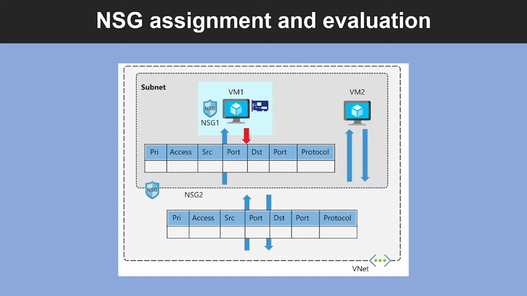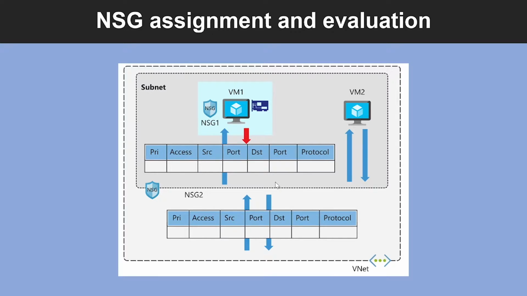So, what is a network security group? Network security groups filter network traffic to and from Azure resources, and they contain security rules that you configure to allow or deny inbound and outbound traffic. You can use network security groups to filter traffic between virtual machines or subnets, both within a virtual network and from the internet.